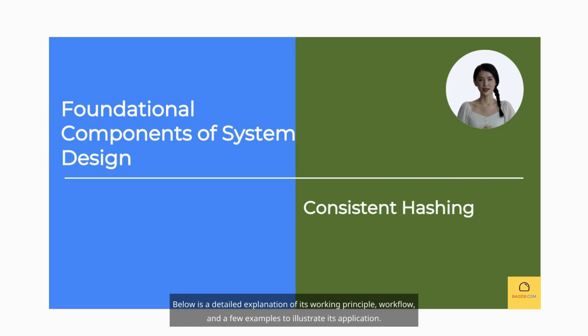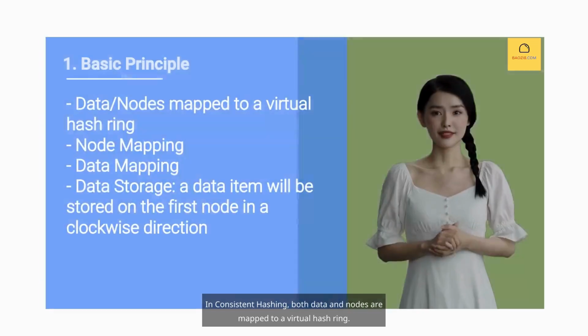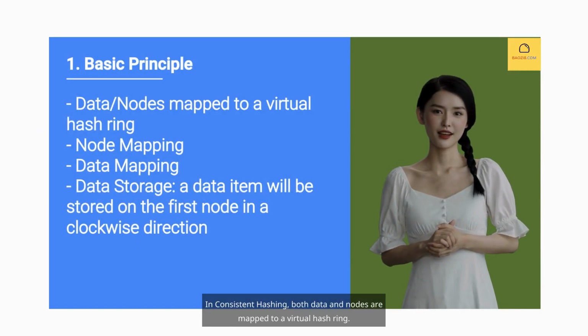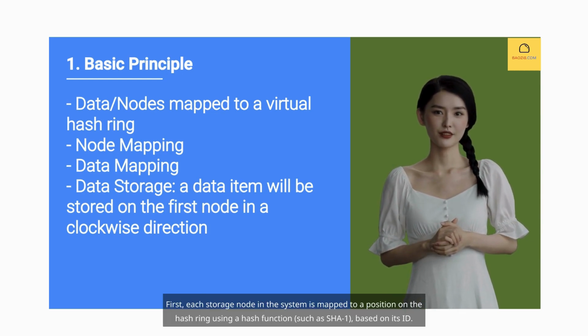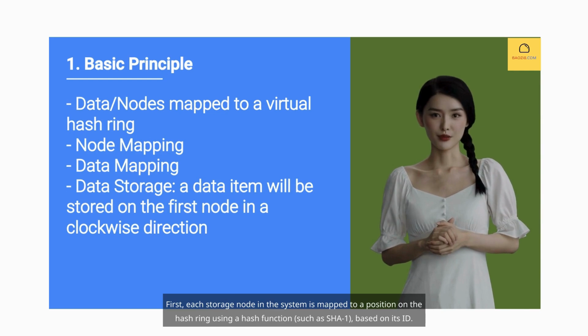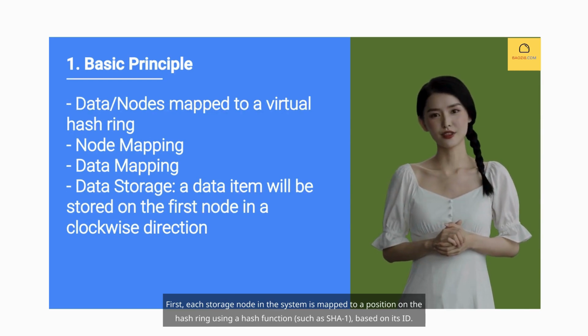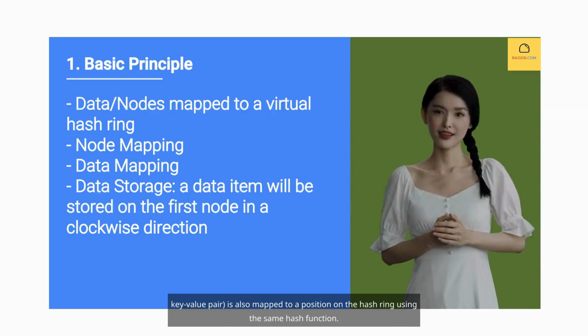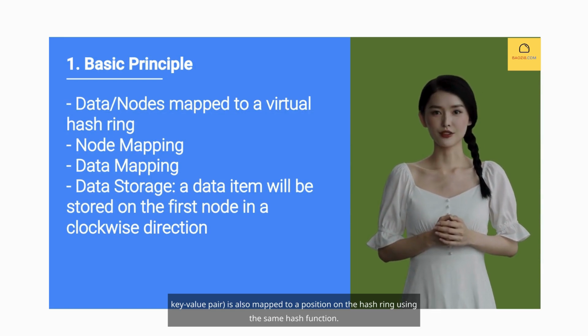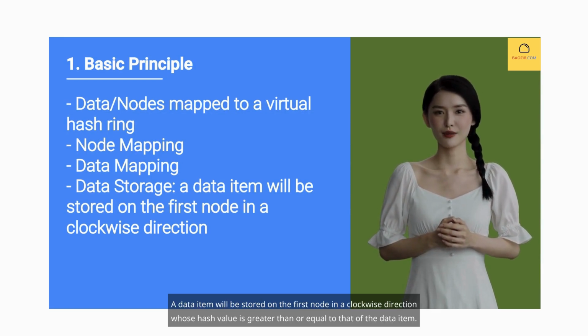Below is a detailed explanation of its working principle, workflow, and a few examples to illustrate its application. In consistent hashing, both data and nodes are mapped to a virtual hash ring. First, each storage node in the system is mapped to a position on the hash ring using a hash function, such as SHA-1, based on its ID. Next, each piece of data that needs to be stored, i.e., the key in a key value pair, is also mapped to a position on the hash ring using the same hash function.